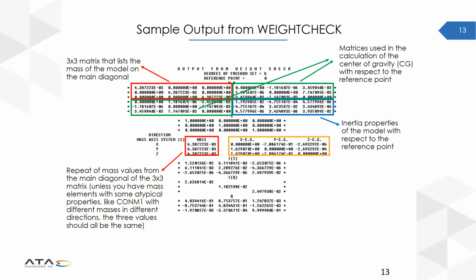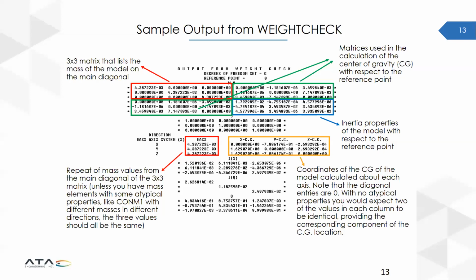Unless you have some kind of atypical mass elements like CONM1, these 3 values should be the same, unless you have some kind of directionality in your mass. And then the yellow box, this matrix tells you the coordinates of the CG about each axis, and the diagonal element numbers are all 0. And with no atypical properties, you would expect 2 of the values in each column to be identical, giving you what the CG location is in that direction.